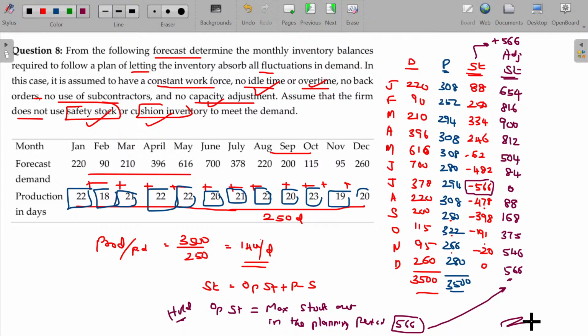Location was already completed. One additional illustration covered here. That's all for today. We'll continue the rest in the next class.